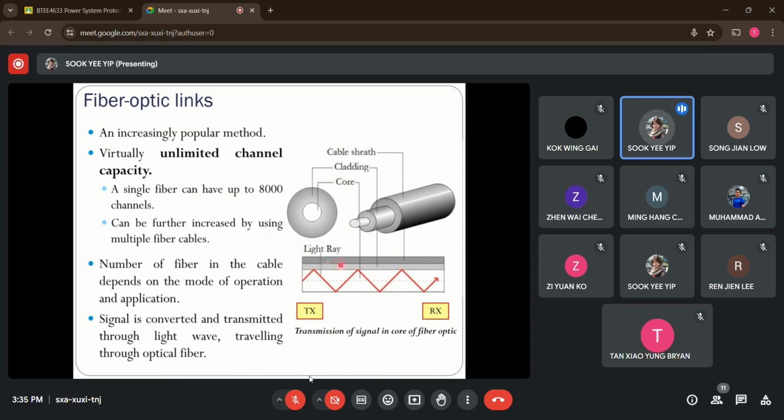The second layer here, the cladding, is actually used to prevent the loss of light in the cables. That is the purpose of the cladding. And the outer shield here is used as protection for the entire cable. Okay, so that's how we transmit the signal using a fiber optics link.